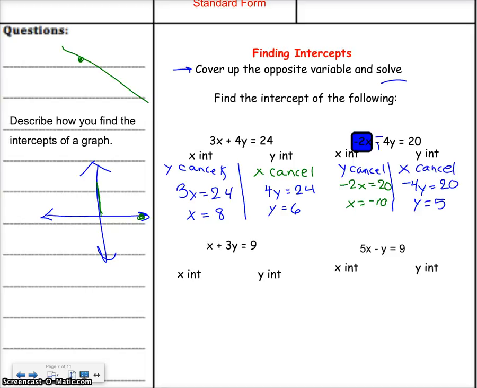I'll show you what I can do. I'm going to make a rough sketch of this graph. My x would intercept at negative 10, right around there approximately. My y would intercept at 5, right around here, and my graph would look like this. It'd be very, very fast to graph it. Okay, I want you to try the next two.